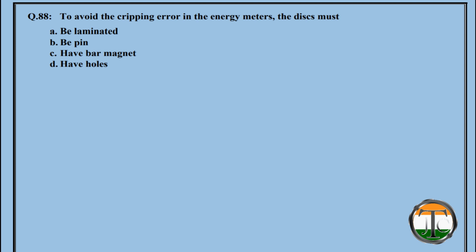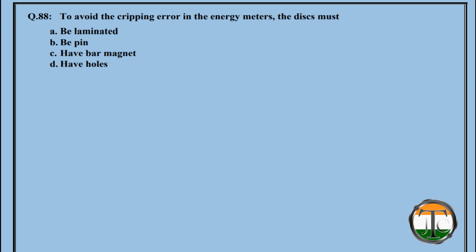The next question is question number 8: to avoid the creeping error in the energy meters, the disc must be: option A is be laminated, option B is be thin, option C is have bar magnet, and option D is have holes.